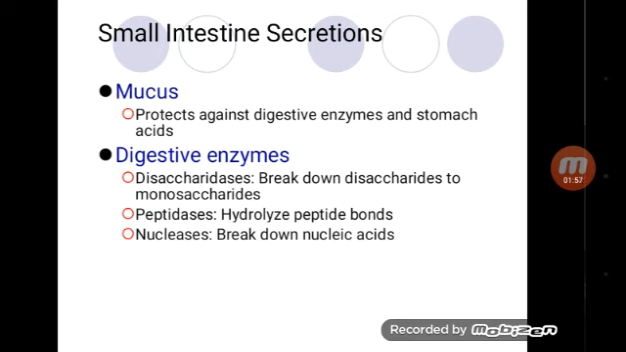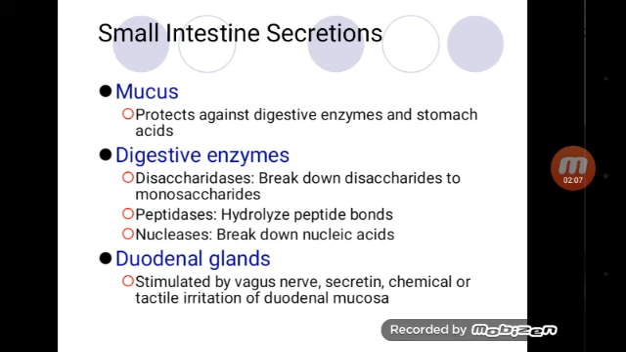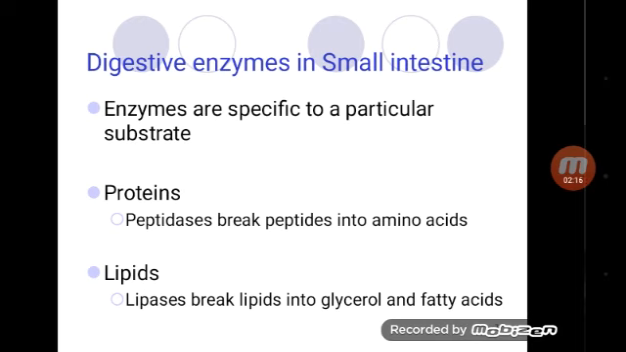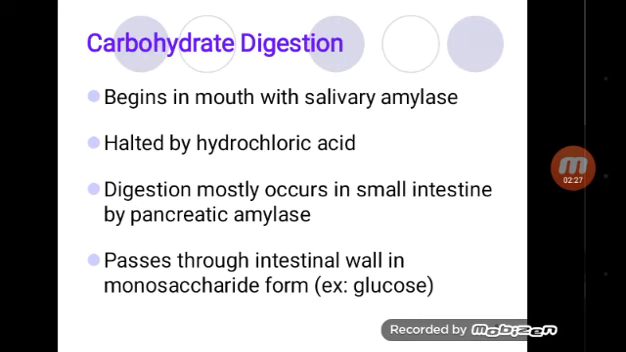Digestive enzymes, disaccharidases break down disaccharides into monosaccharides. Peptidases hydrolyze peptide bonds. Nucleases break down nucleic acids. Duodenal glands, stimulated by vagus nerve, secrete in response to chemical or tactile irritation of duodenal mucosa. Proteins, peptidases break peptides into amino acids. Lipases break down lipids into glycerol and fatty acids.